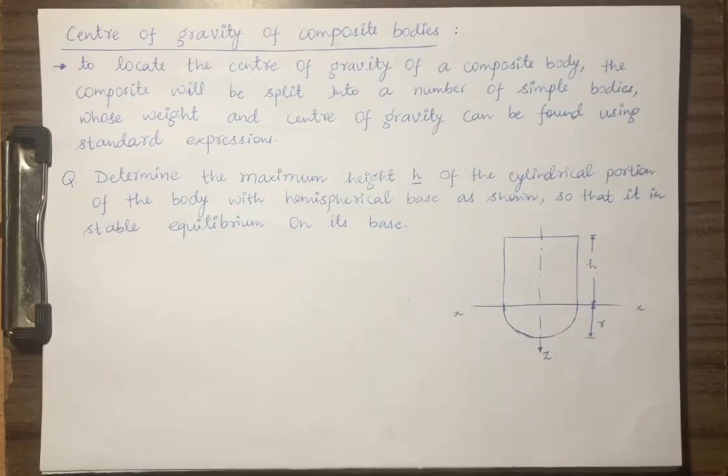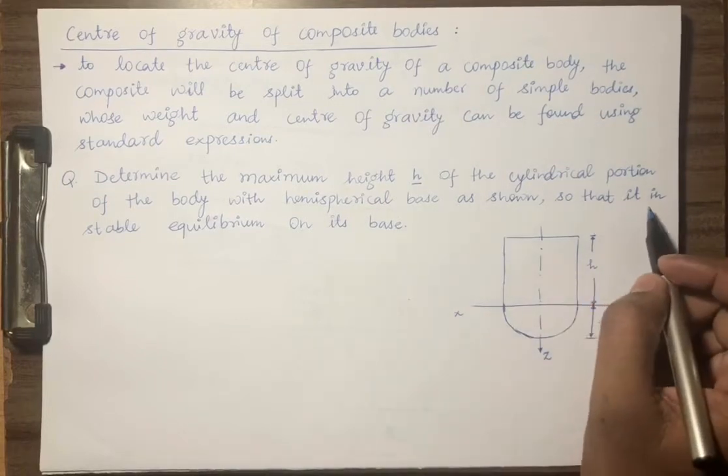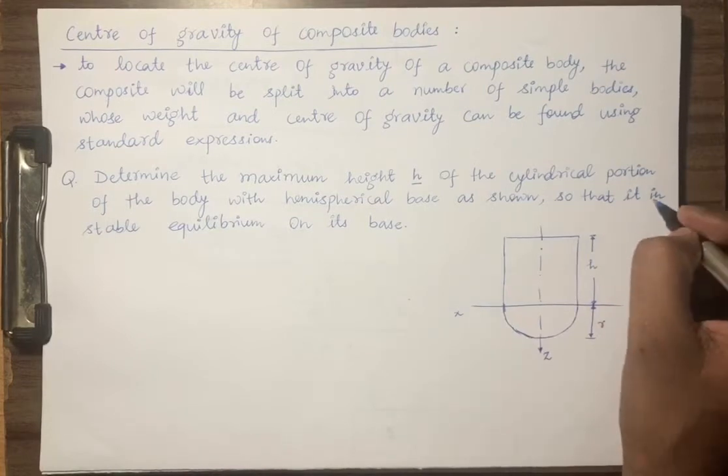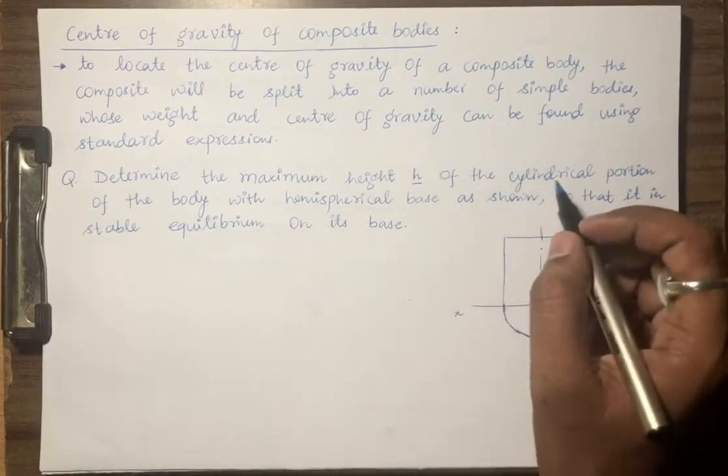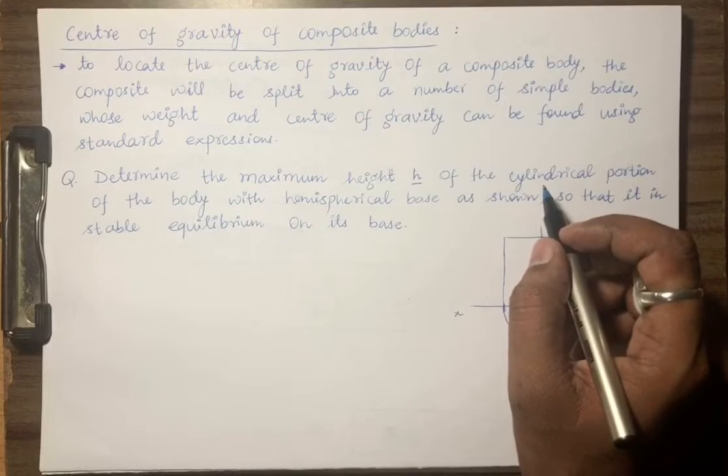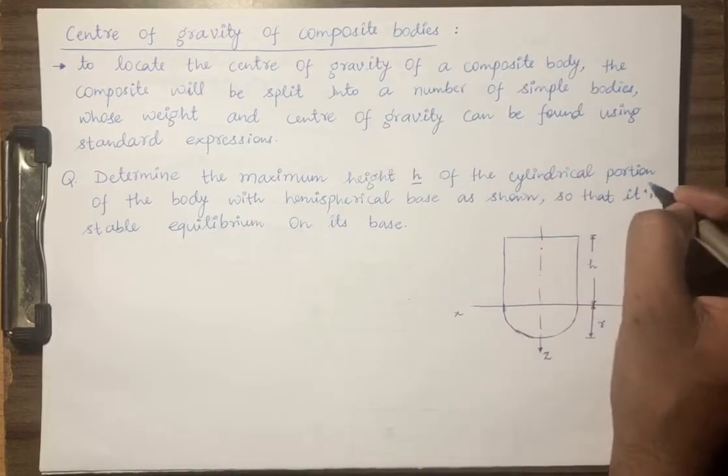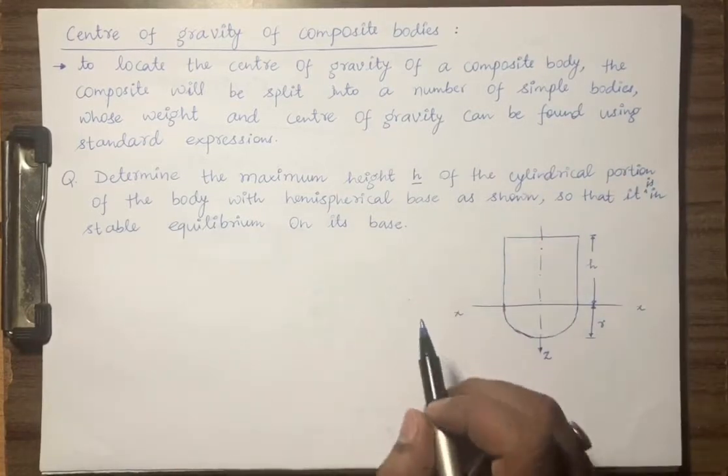So this is a problem. Determine the maximum height h of the cylindrical portion of the body with hemispherical base as shown, so that it is in stable equilibrium on its base. Okay, it is in stable equilibrium on its base.